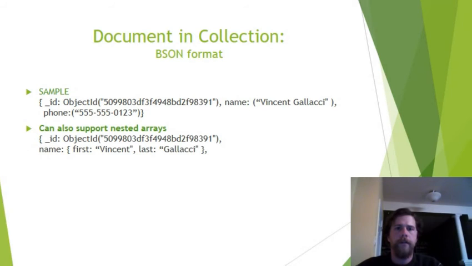Here are two simple examples of what a document in a collection may look like. It consists of an object ID, the key name, and the key phone. The second example illustrates a nested array, where the key name has a key first and last with two values.